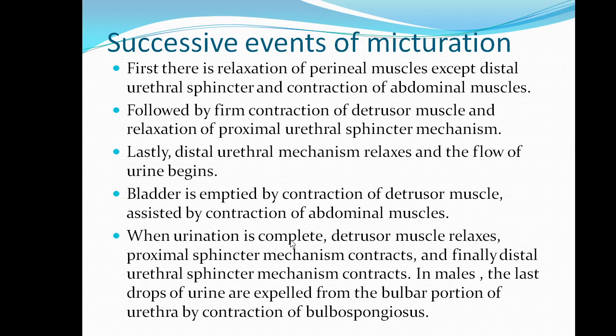When urination is complete, the detrusor muscle relaxes, the proximal sphincter mechanism contracts, and finally, the distal urethral sphincter mechanism contracts. In males, the last drops of the urine are expelled from the bulbar portion of the urethra by contraction of the bulbospongiosus.